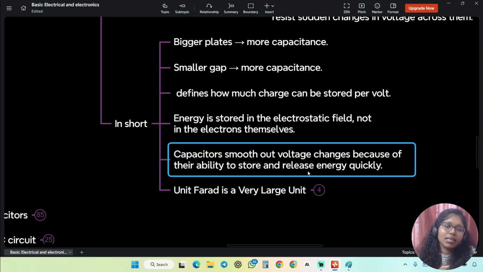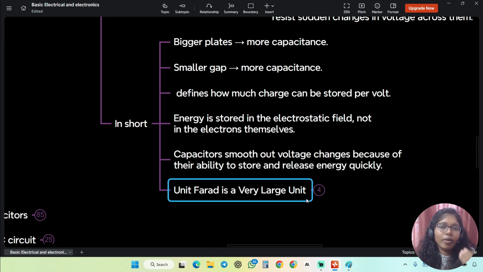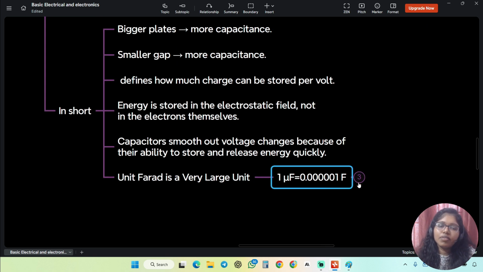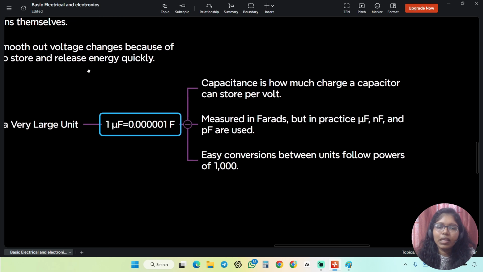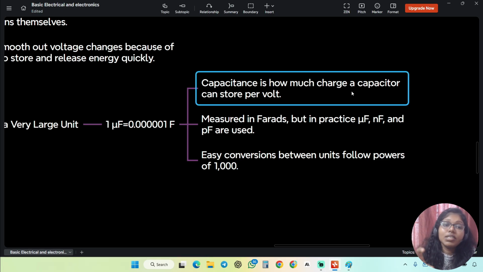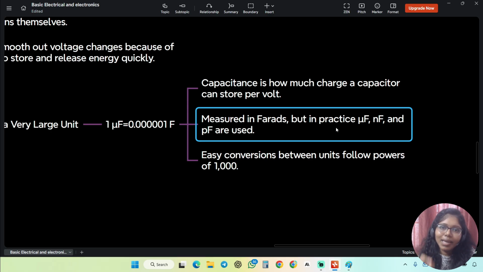Capacitance smooths things and voltage changes because of the ability to store and release charges quickly. When you give the voltage, it stores the charges, and when you take off the voltage, it automatically releases them. The unit we use is the farad. We calculate the capacitance value as the charge divided by the voltage given, that is, how much charge per volt. So it is measured in farads.